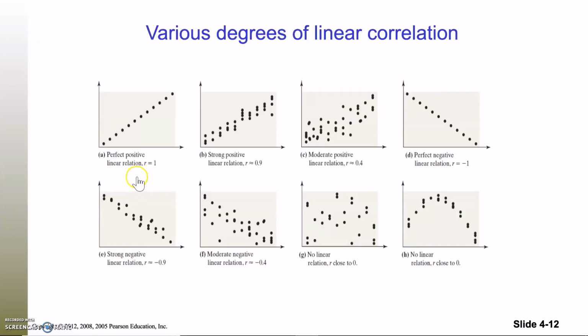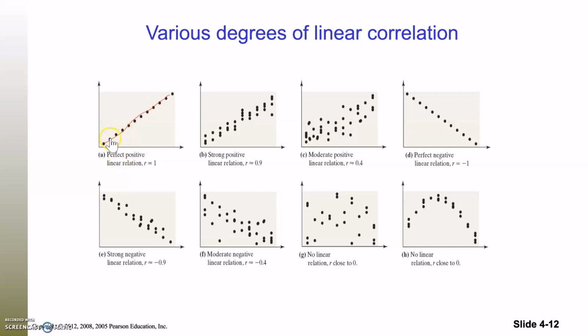Now we see various degrees of linear correlation. This is a very important portion in this particular chapter. Look at this one. We have a few scatter plots. Look at scatter plot 1. The black dots are perfectly on this red line, right? This is the line, right? So such a correlation is called perfect correlation.